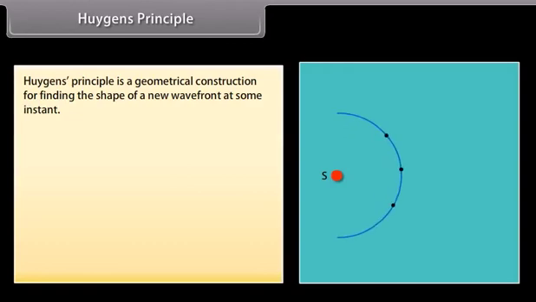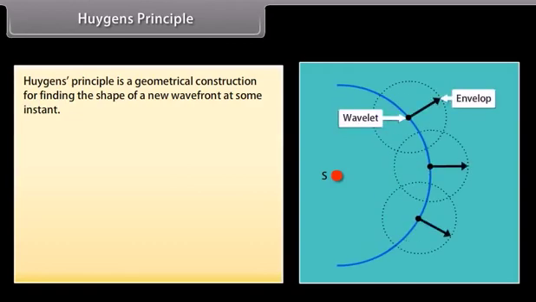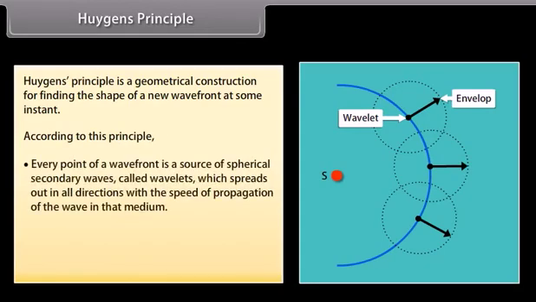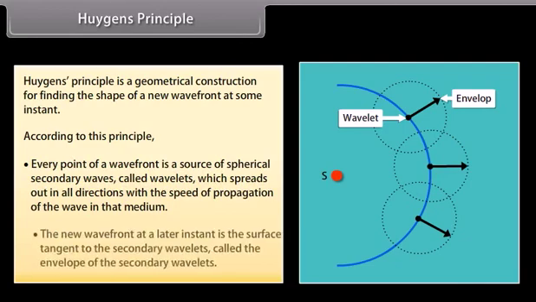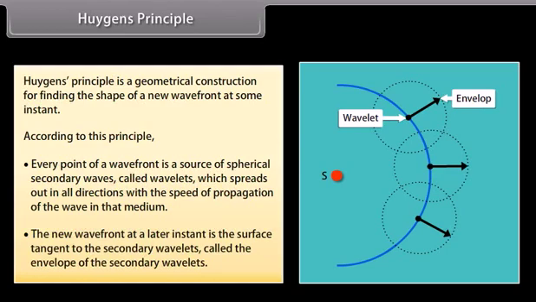Huygens principle. Huygens principle is a geometrical construction for finding the shape of a new wave front at some instant. According to this principle, every point of a wave front is a source of spherical secondary waves called wavelets, which spread out in all directions with the speed of propagation of the wave in that medium. The new wave front at a later instant is the surface tangent to the secondary wavelets, called the envelope of the secondary wavelets.